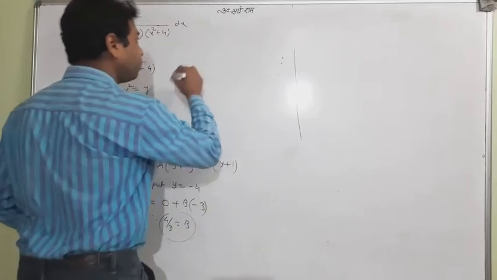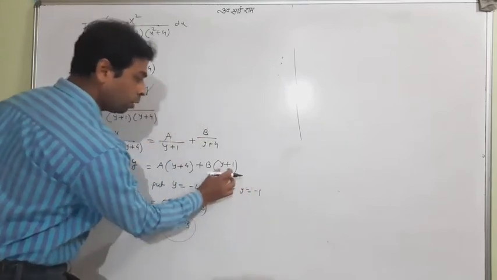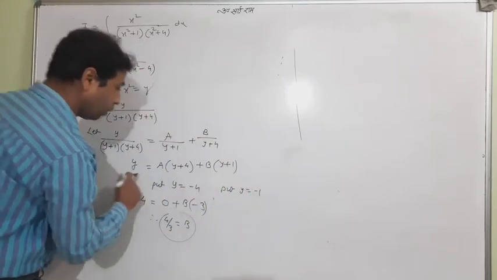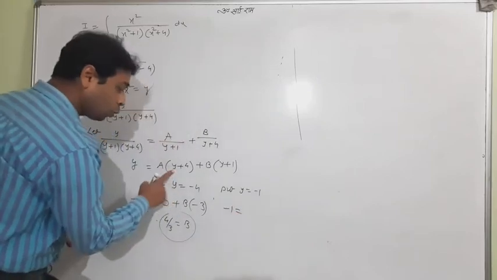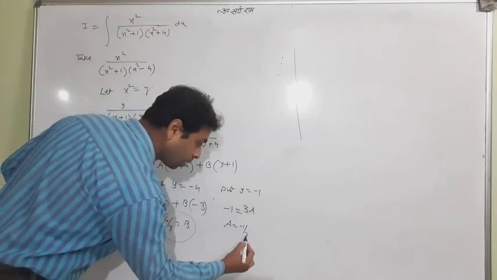put y equal to minus 1. You know this is going to be 0. So minus 1 equals b times minus 1 plus 4, which is 3. So b will be minus 1 by 3.